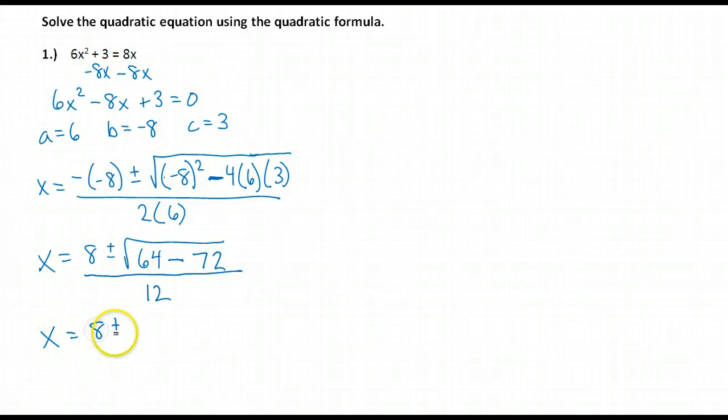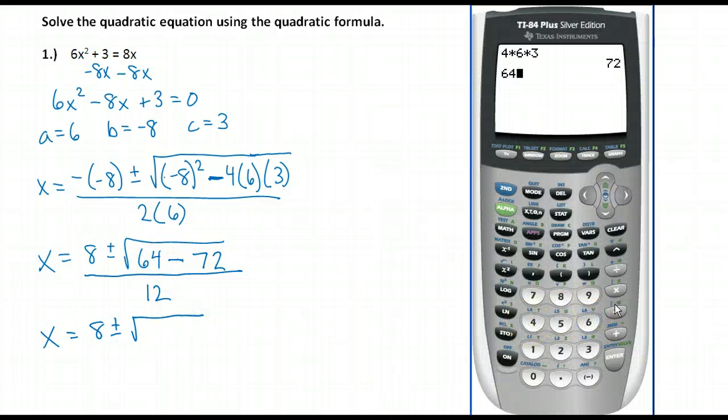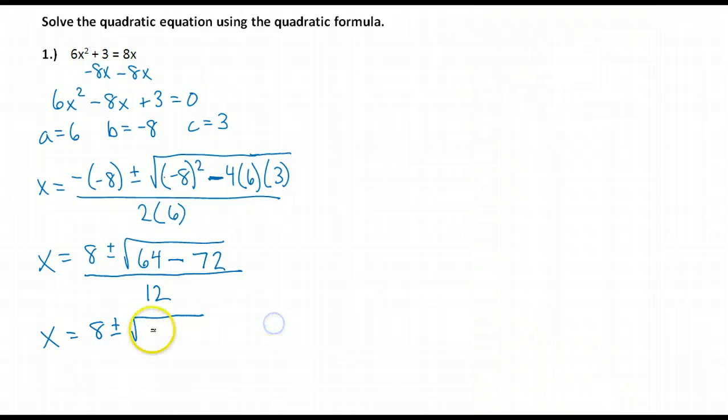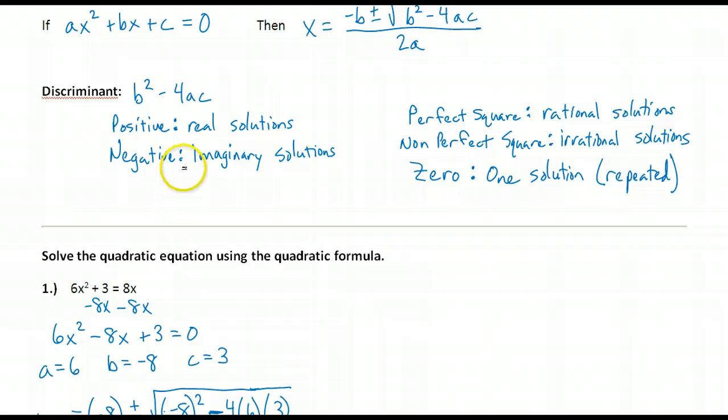Now I'm going to simplify what's underneath the square root symbol. 64 minus 72 is negative 8. At this point, I can look at this negative 8 and figure out what kind of solutions I'm going to have. Negative 8 is negative, so my solutions will be imaginary. And 8 is a non-perfect square. If I take the square root of 8, I do not get an integer. So my solutions will be irrational, imaginary solutions.